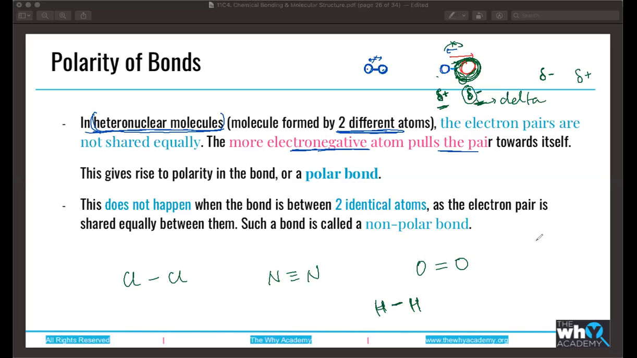Now, what about HCl? Will it have a polar bond or non-polar bond? Polar, because Cl is highly electronegative, so it will attract electrons very well. Yes. Very nice. Water? Polar. Yes.